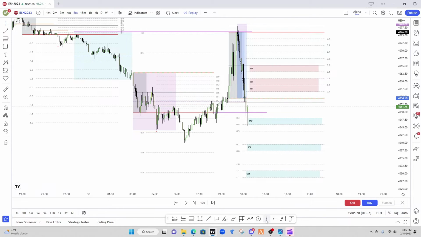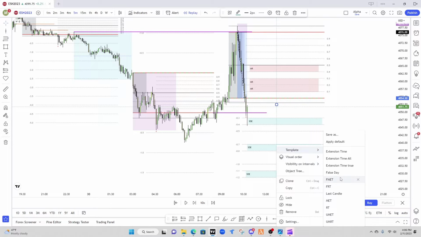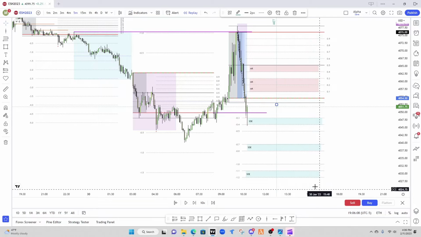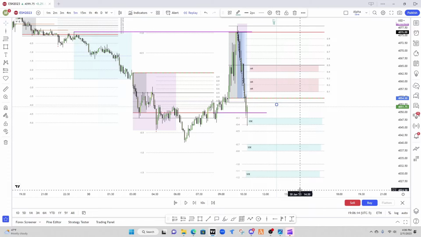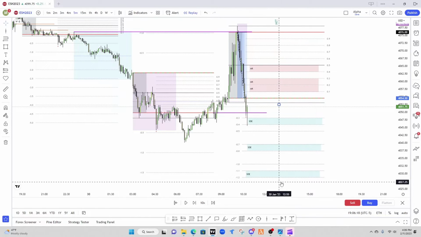Okay, so we have our first one at roughly around 12:30 or 12:45. That is our max extension time. And then our next one is roughly around 2 o'clock. Just 13:35-ish. So just short of 2.